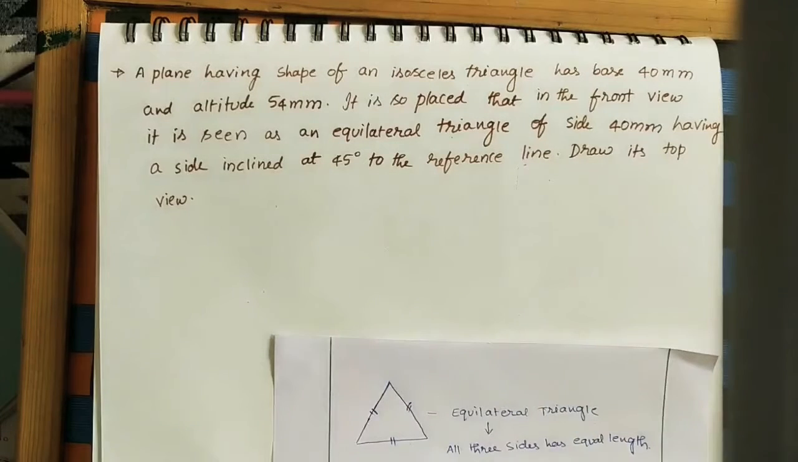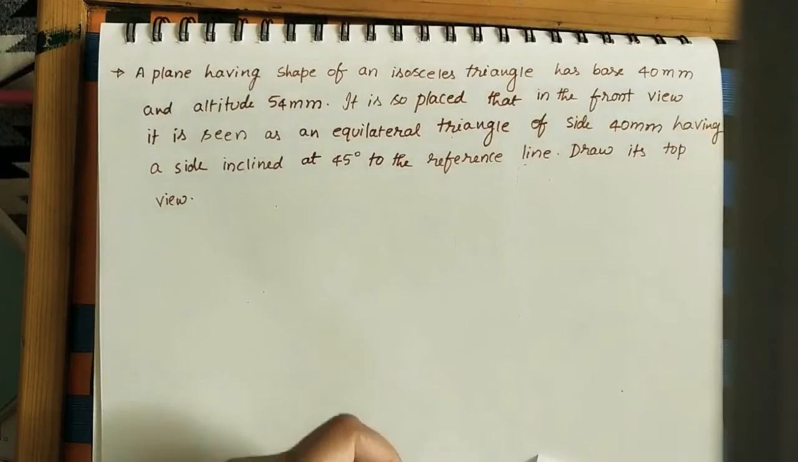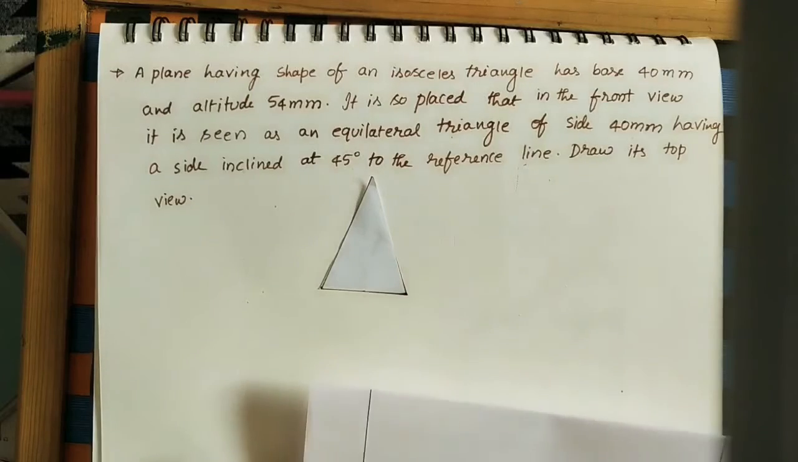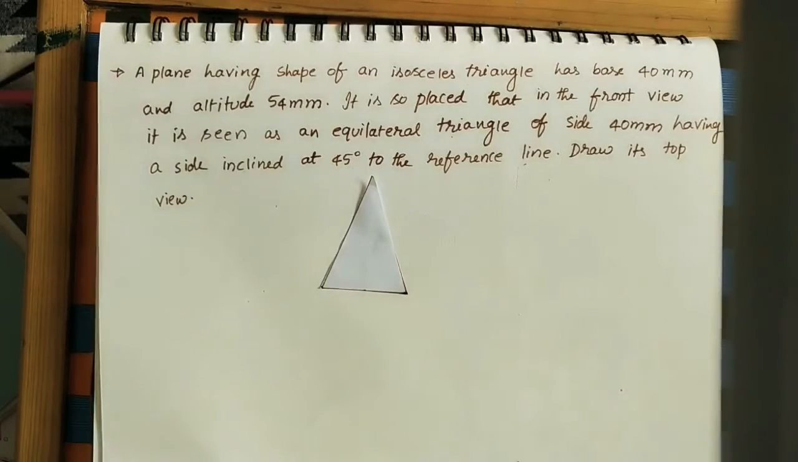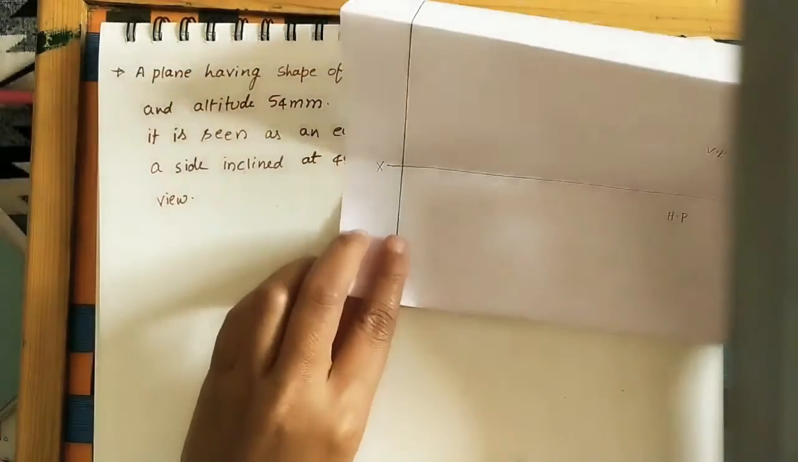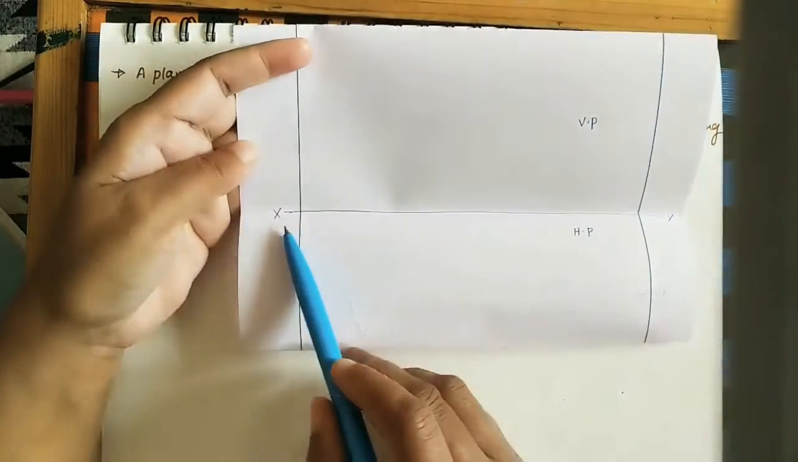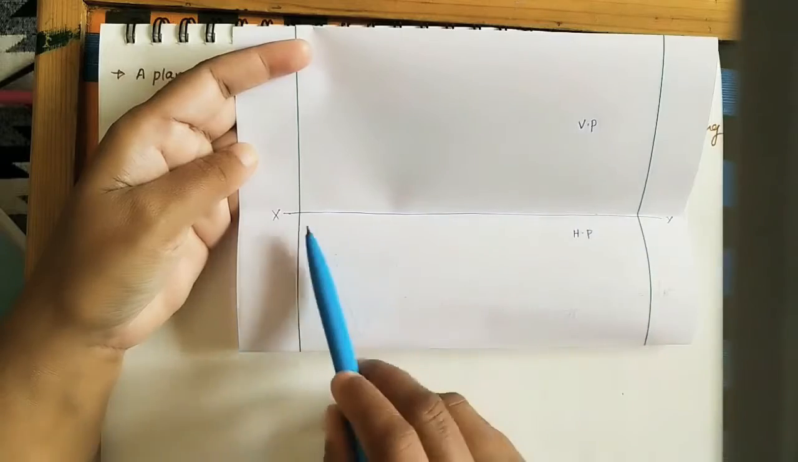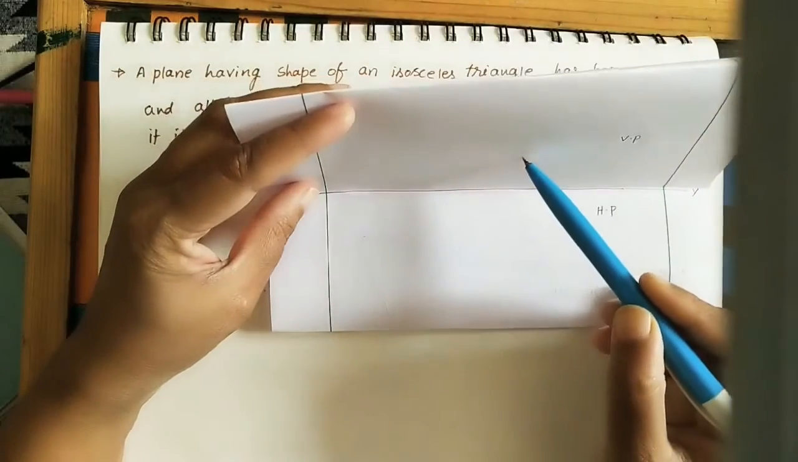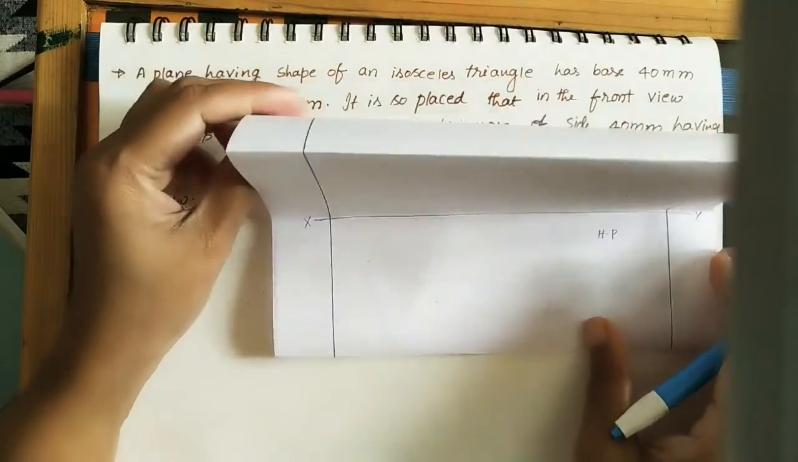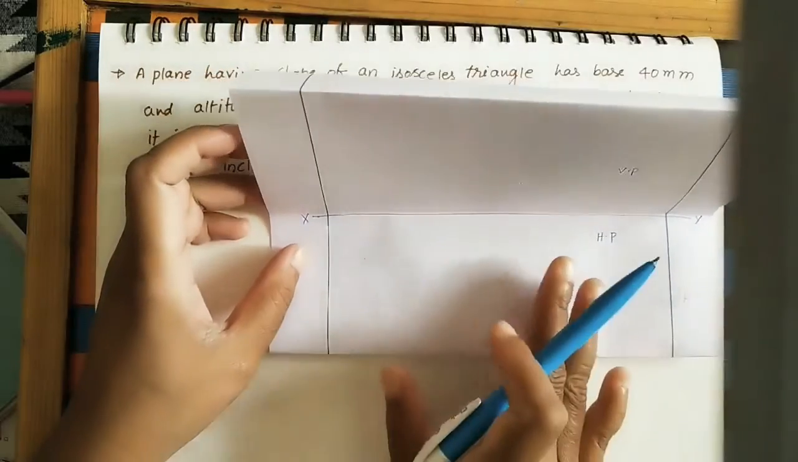To assume the position of it, let us take the given plane in the 3D view. We are taking all the planes in the first quadrant. We keep the first quadrant like a vertical plane and a horizontal plane. So this is the first quadrant. This is a vertical plane, this is a horizontal plane, and the line joining both planes is the XY line or reference line, and the angle between this plane and this plane is 90 degrees. It is called the first quadrant. So in this first quadrant, it is the 3D view.